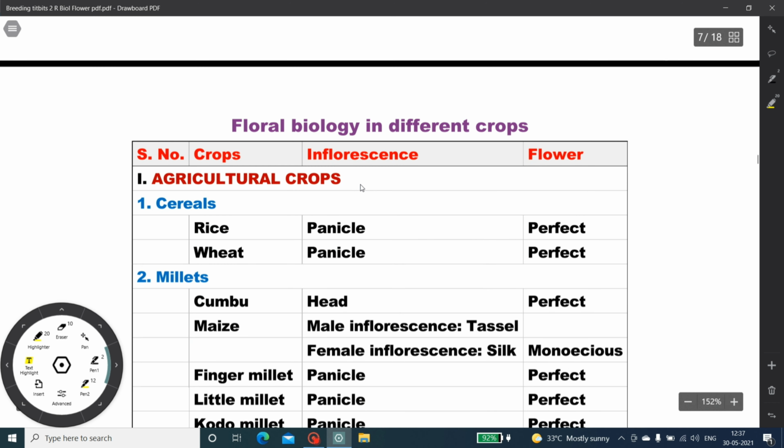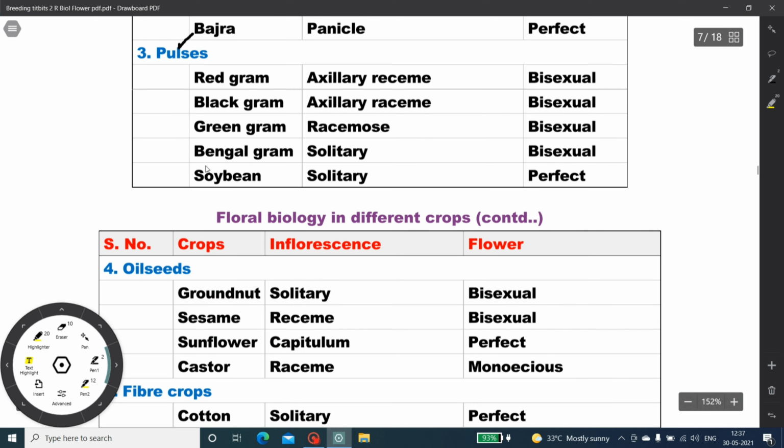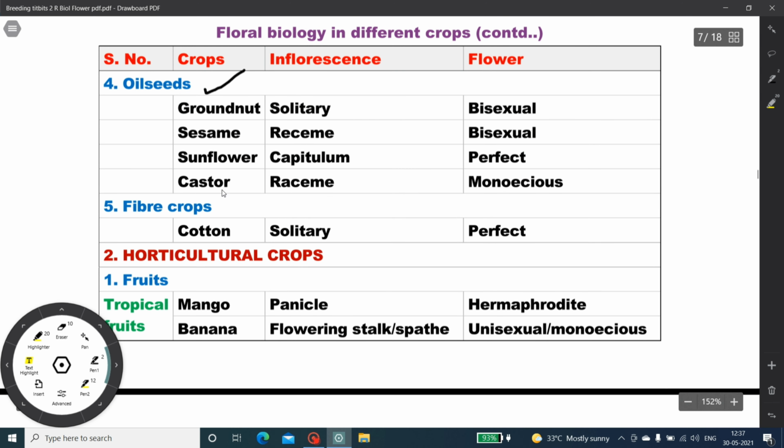I have given the type of inflorescence and flower types present in agriculture crops individually for all kinds of plants like rice and wheat. In the case of cereals, all millets, all pulses, oil seeds and fiber crops, I have documented the inflorescence types as well as flower types.